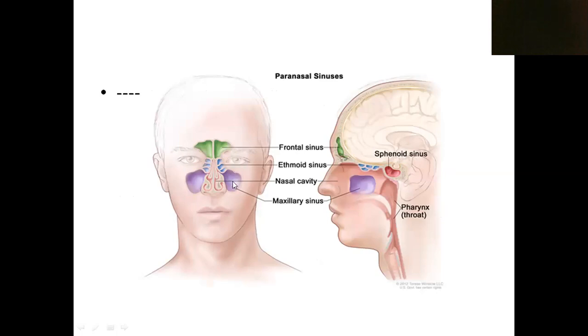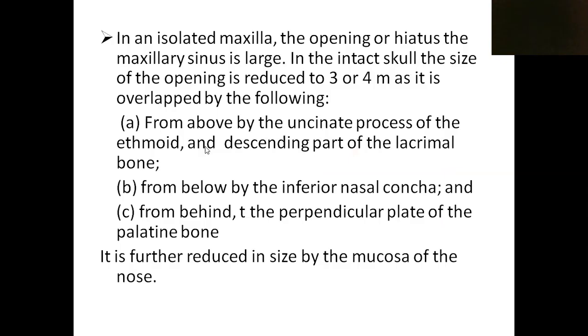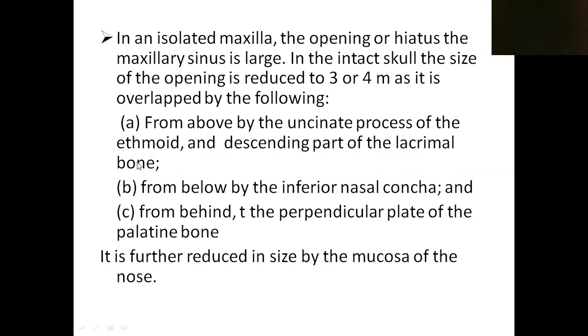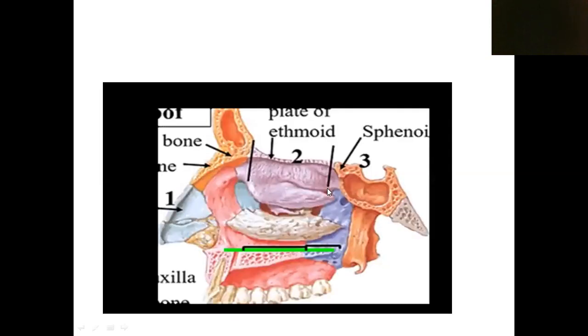In a separated maxilla, this opening or this hiatus, hiatus means opening, is large. See, almost like this. But in the intact skull, this opening is reduced by these bones. See, what are they? Uncinate process of ethmoid. That is one.